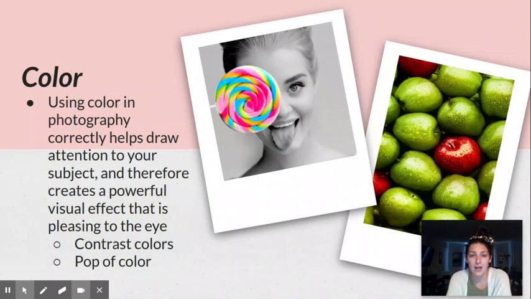And then we have a pop of color, and I know a lot of you love these types of images where the background stays black and white, and what you want to be the focus is left in color. This one looks really cool here because this girl has this lollipop, and she's in black and white, but the lollipop is in color. So I think that's a really fun way to create that image.